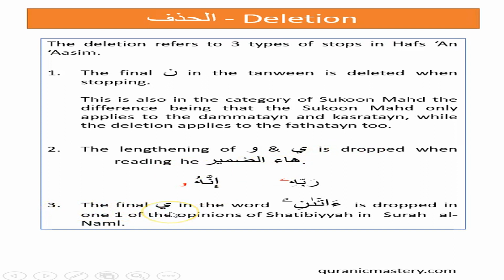And number three, the final one, is the final ya in the word atani, which is dropped in one of the opinions of Shatibiyya in Surah An-Naml. So in Surah An-Naml, in one of the opinions, if we are stopping on this word, then we will delete the ya, like fama atan. So we're not reading the ya here. But of course there's a second one which you can do. You can use the ya, fama atani. So the deletion applies to the case when we are not reading the ya.